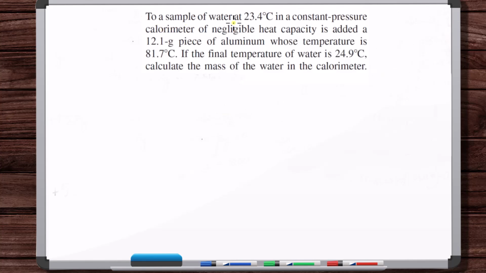To a sample of water at 23.4 degrees Celsius in a constant pressure calorimeter of negligible heat capacity is added a 12.1 gram piece of aluminum whose temperature is 81.7 degrees Celsius. If the final temperature of water is 29.4 degrees Celsius, calculate the mass of the water in the calorimeter. Okay, so they're saying negligible heat capacity.